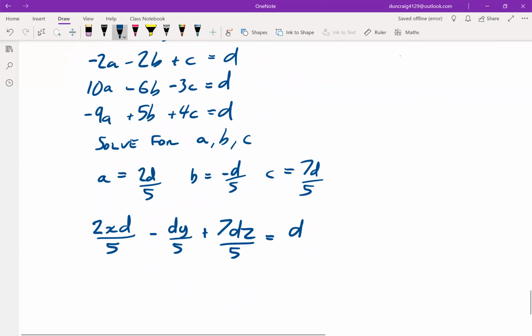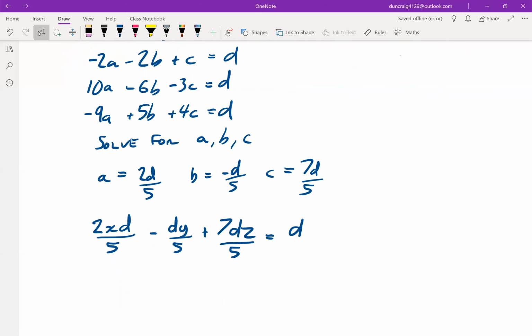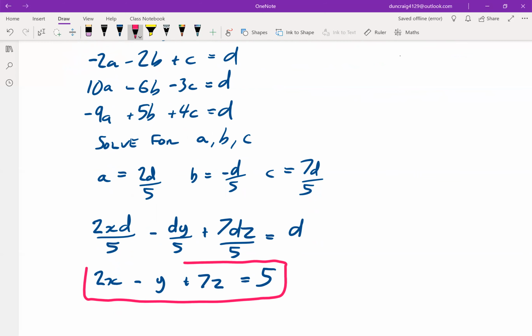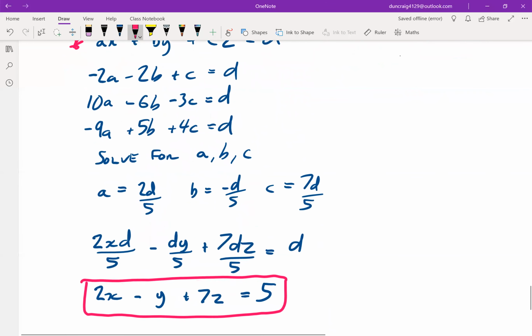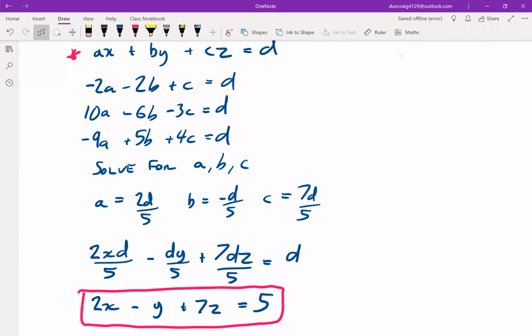And then we go, oh okay, well d is common to everything, so I can divide everything by d, and I can multiply everything by 5. If I do that, I would get 2x take y plus 7z is equal to 5. And then we look at that and I go, oh, that looks familiar. That looks exactly the same as the equation we've just come up with. So a different way of doing it, we can put it into the equation of a plane and then just solve simultaneously like that.